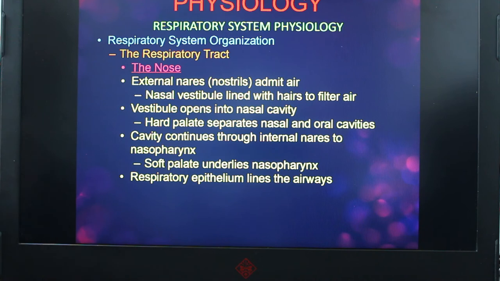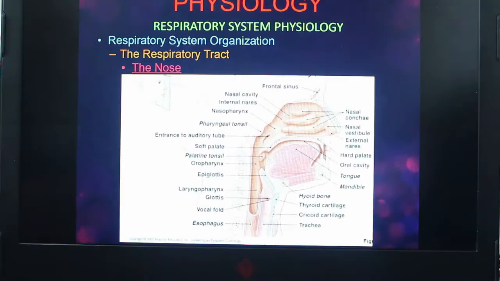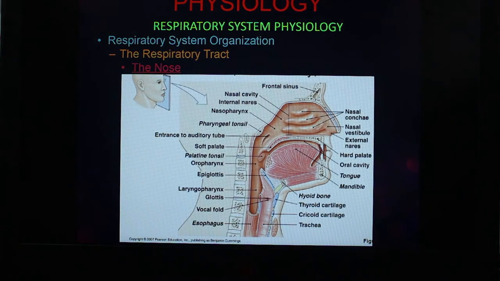The soft palate underlines the nasopharynx, and respiratory epithelium lines the airways. Now, respiratory epithelium is a special kind of epithelium. As you know, we have epithelial cells everywhere, but the respiratory epithelium is of a different importance. The thing is that they produce mucus and always keep our respiratory tract wet. It protects our respiratory tract from drying out.